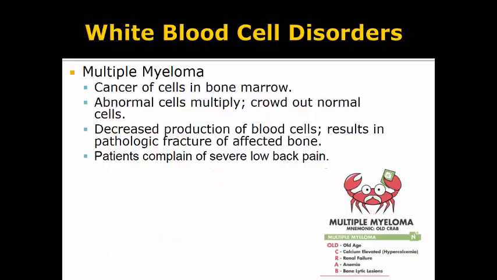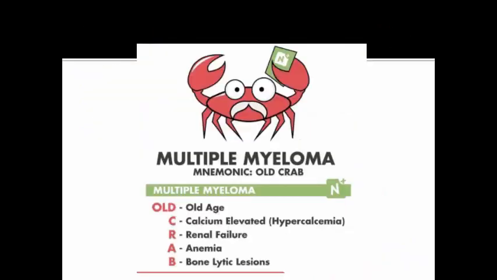Your multiple myeloma is a cancer of the cells in the bone marrow, and these abnormal cells multiply, which crowds out your normal cells, which means you're not producing your blood cells like you're supposed to. You also tend to have pathological fractures of that affected bone, where it will just break on its own.